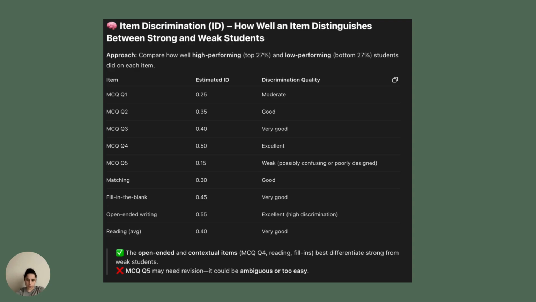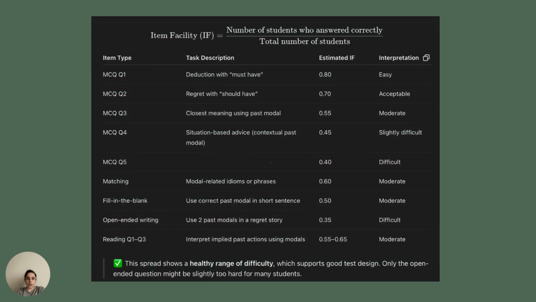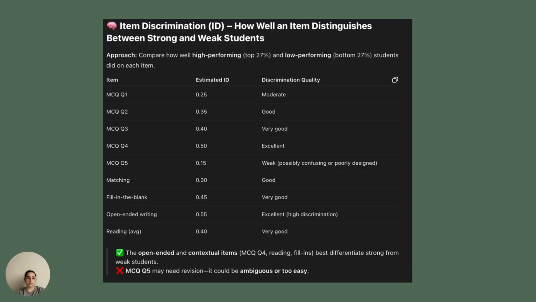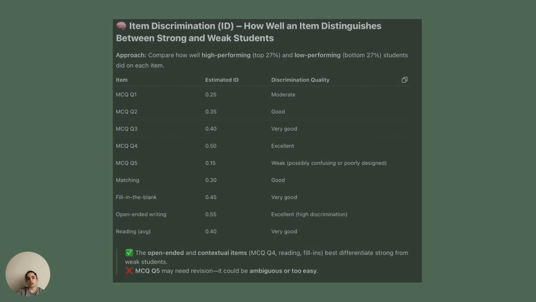But for the item facility, the rank was difficult. So it can be difficult, but the discrimination point can also be high. It doesn't mean that if your question is difficult, your item discrimination is bad.